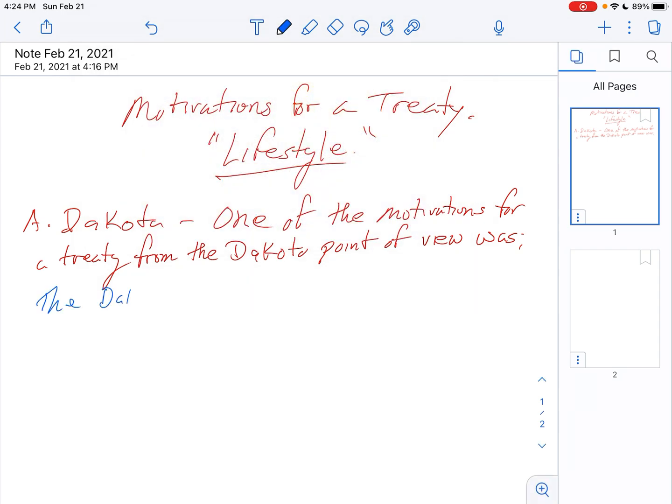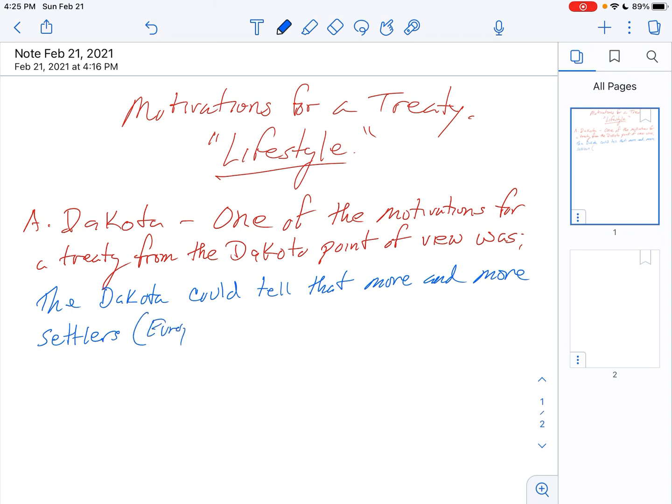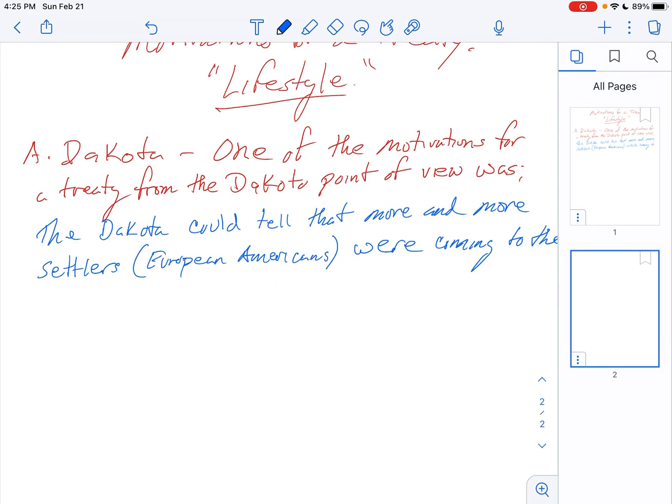The Dakota could tell that more and more settlers, European Americans, were coming to their land. Oopsie.